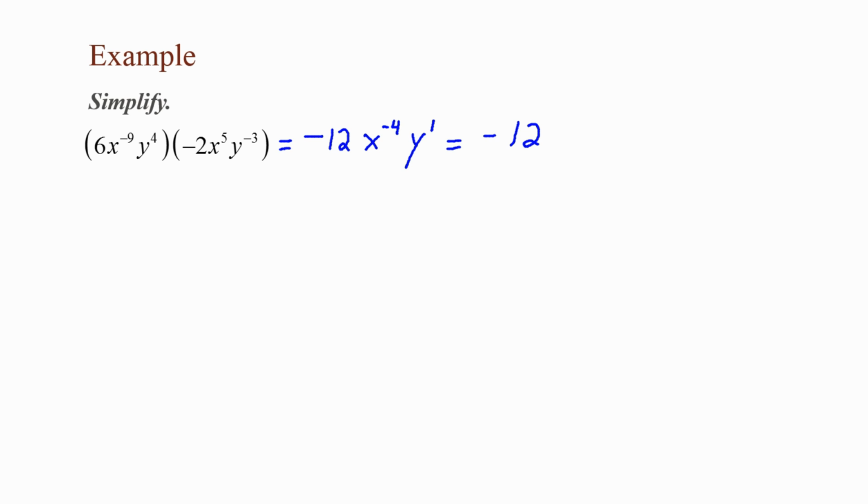X to the negative 4, negative exponent, so x to the 4th moves to the denominator. Y to the first has a positive exponent, so y stays in the numerator. My final answer is negative 12y divided by x to the 4th.